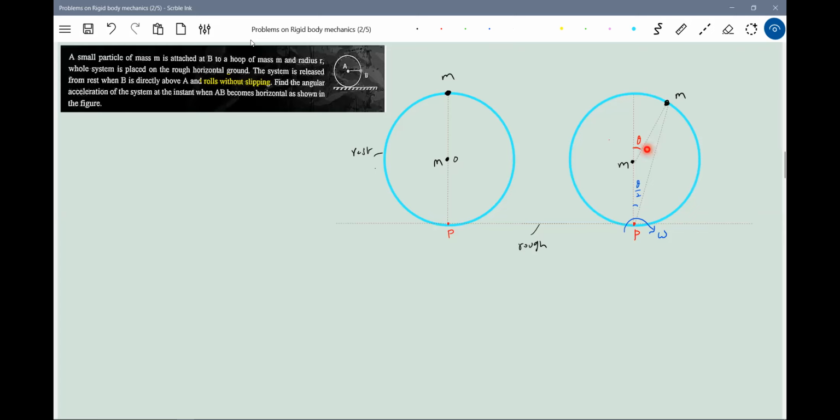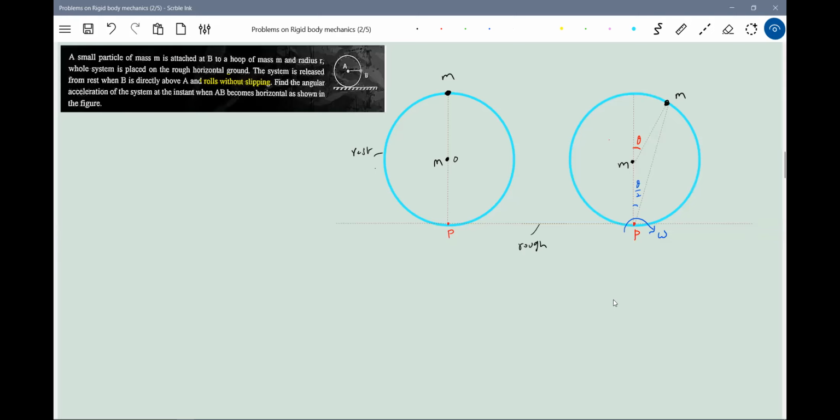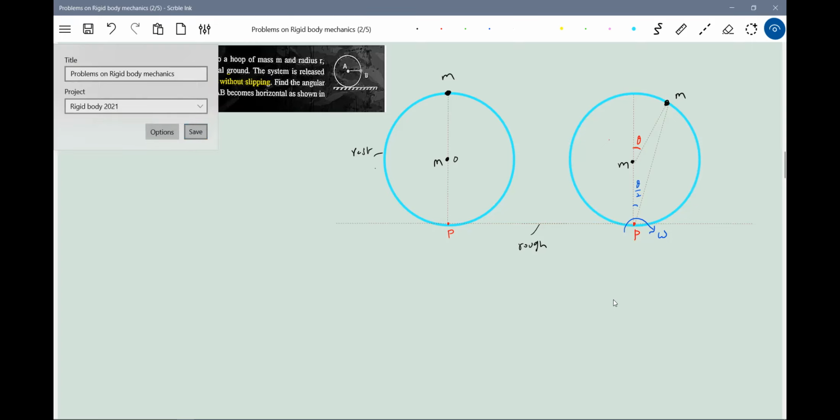In these two positions, from where is this angular velocity acquired? The decrease in gravitational potential energy of this particle is what is converted into the kinetic energy of this ring and also that of the particle. I'll get omega as a function of theta. Then from there, I'll bring alpha. I think this is the first problem where I'm bringing alpha in the instantaneous center. Nothing wrong, we can think like this also.